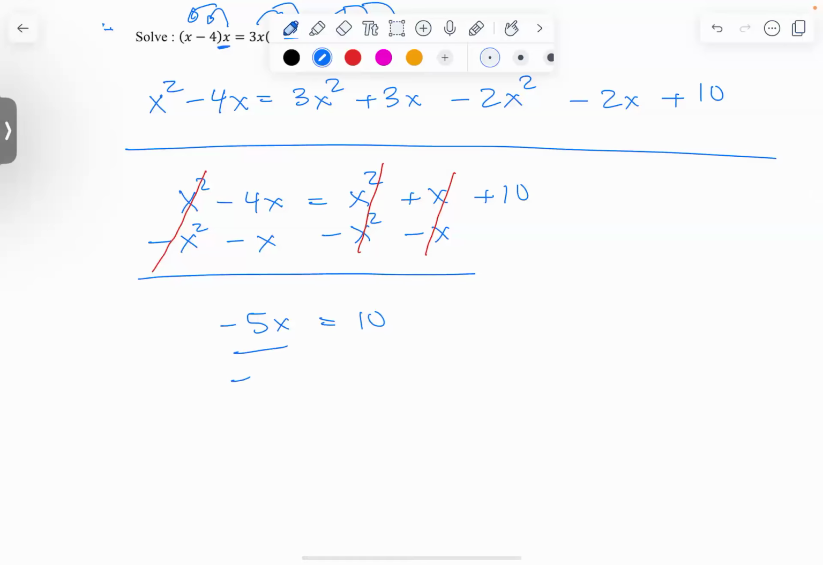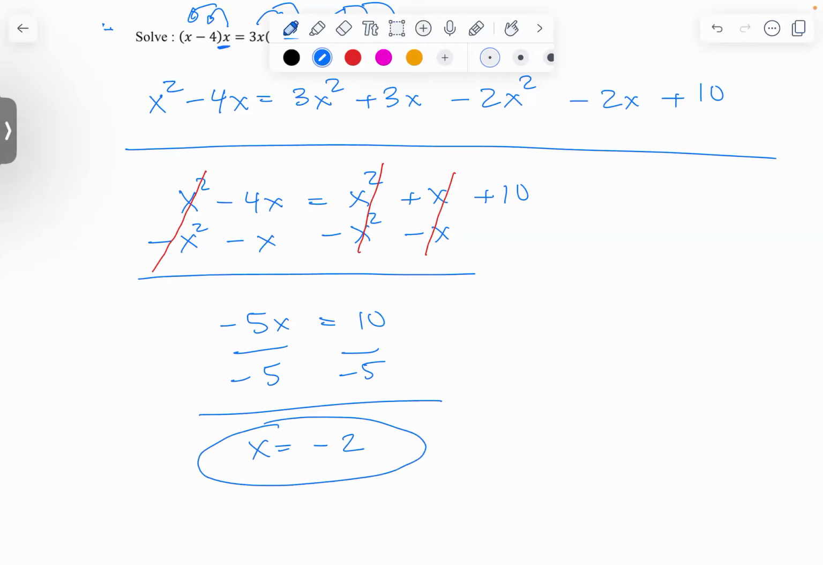And look at that. Divide by negative 5. x equals negative 2. So, all right, stuff simplifies down. Don't get caught up if it seems like it's not going well initially. All right, take your time, keep solving it down.